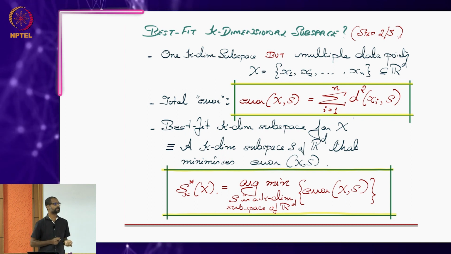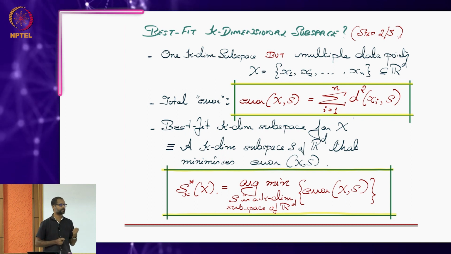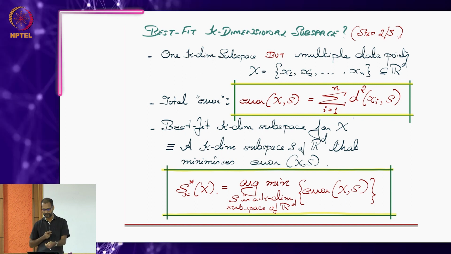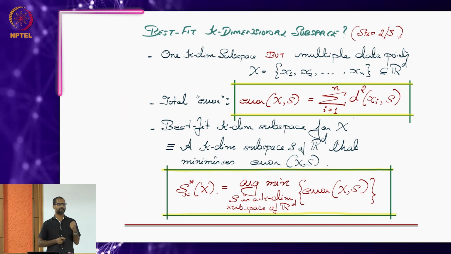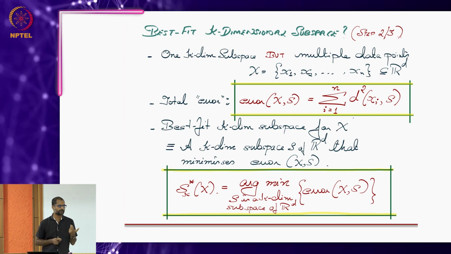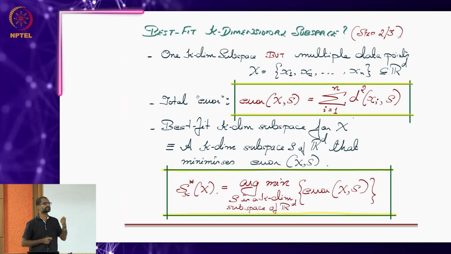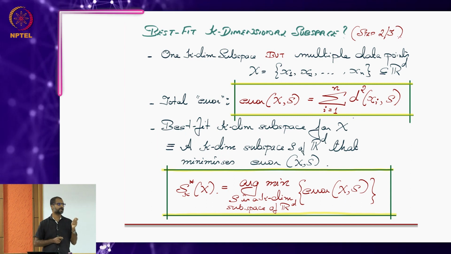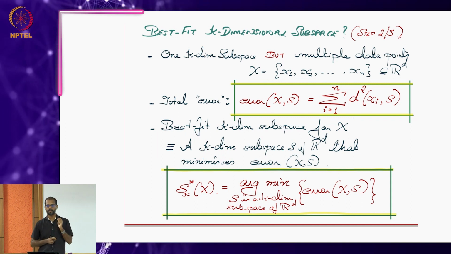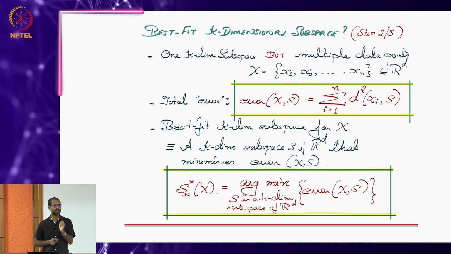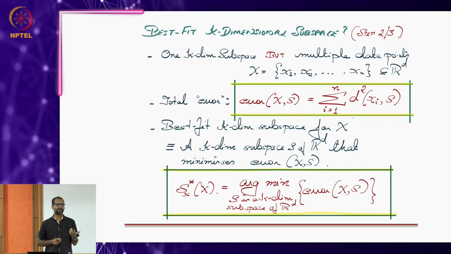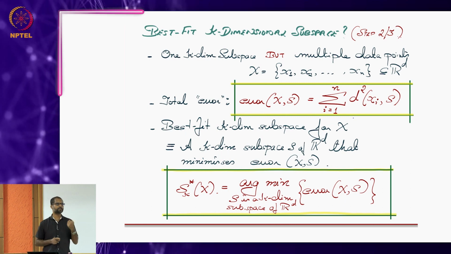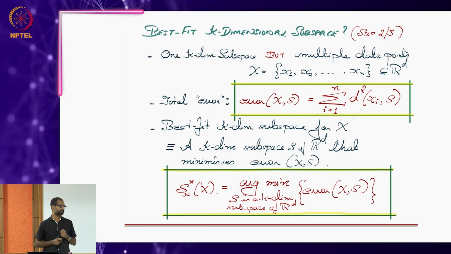And among all these planes, you check which plane minimizes this total error as defined in the first box. That plane is the argument. It is not the minimum value of the error, it is the argument, the S that minimizes the error. That is what this argument stands for. If I had just written min instead of argmin, it would be a value, the minimum error. I am not interested in that value, I am more interested in which subspace minimizes this error.